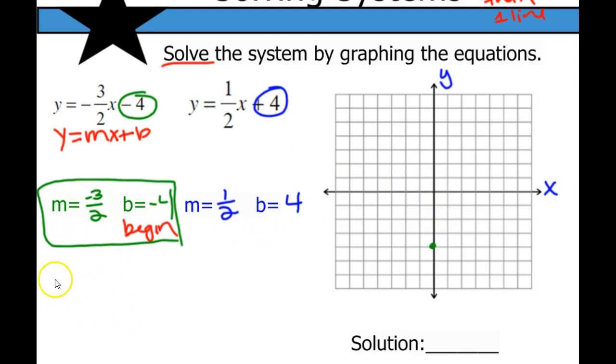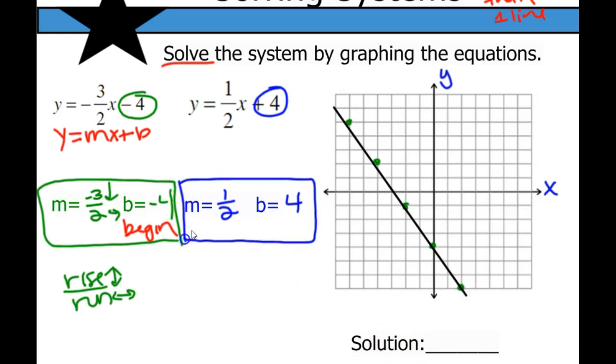And then our slope tells us how to move. Remember, rise over run. Always up and down first, and left and right, like our elevator. Negative 3 is going down, so from here down 1, 2, 3. And positive 2 is to the right. We can't go down and right anymore, so the opposite of down 3 and 2 to the right would be up 3 and 2 to the left. Up 3, 2 to the left. And that's it. We can draw our line through there, and then we have to graph our second line.